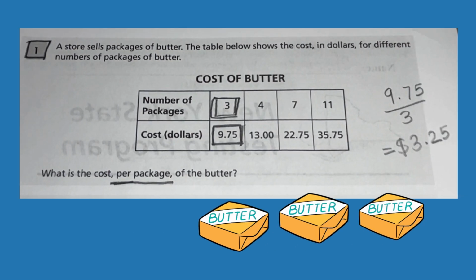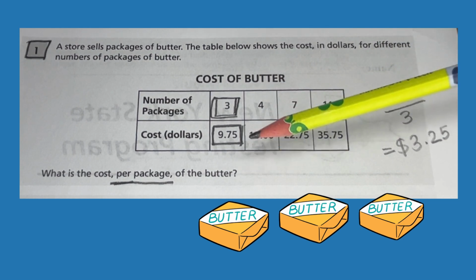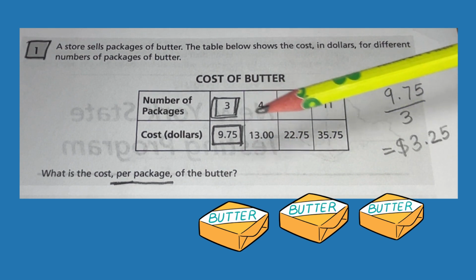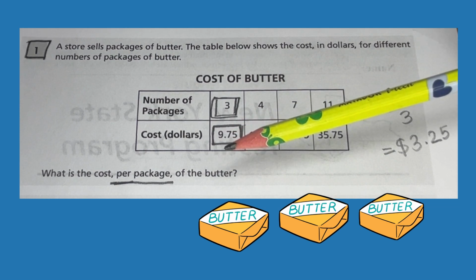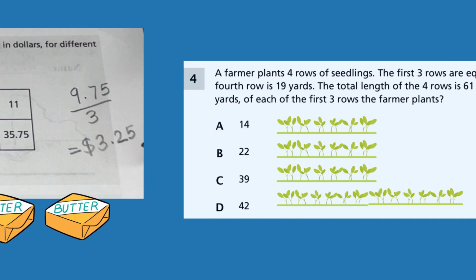Question number 1. A store sells packages of butter. The table below shows the cost in dollars for different numbers of packages of butter. So if you see here, this is the cost of butter, number of packages and cost. What is the cost per package of the butter? Here we need to figure out per package means 1, so we need to divide $9.75 divided by 3, so it will be 3.25, that is the dollar per package of the butter. That is the answer.